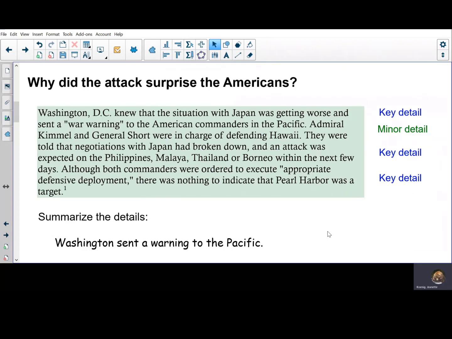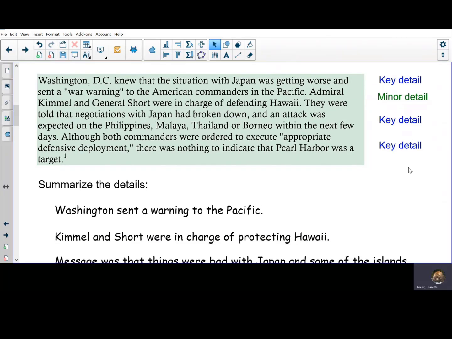You know, I still think that paragraph contradicts itself. Why do you think that? There's nothing to indicate Pearl Harbor was a target. You're ordered to take appropriate defensive measures. If you're telling me I need to defend myself, that is an indication that I might be a target. You can't say there's no indication that Pearl Harbor was a target after you tell them you need to beef up your defenses. You know, if you tell me you better put on your flak jacket, I can't say, well, there was nothing to indicate I'd get shot at.